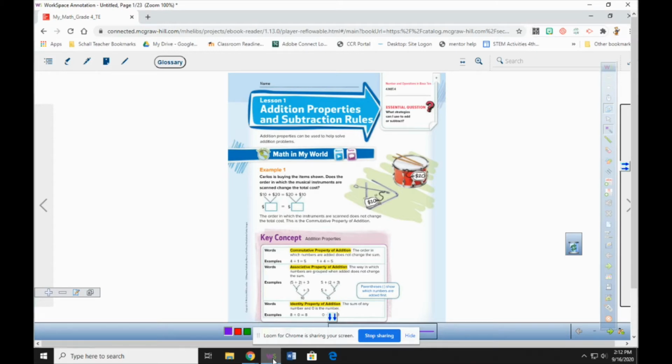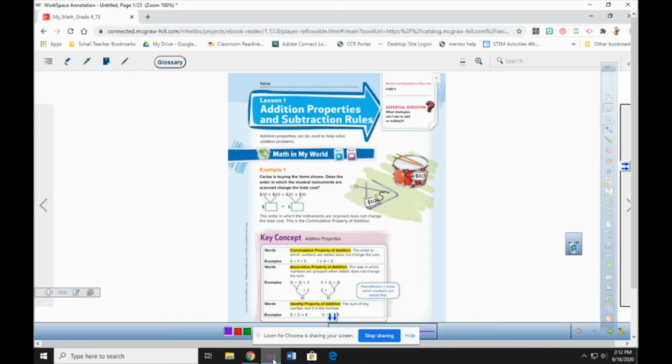Identity property is the last one. Identity property says that if you add 0 to any number, it's still going to be that number. We call that identity property because the number does not change its identity. It doesn't change what it is because we are adding the 0 to it, since 0 actually is nothing in this case. So, using what we know from those, let's look at example 1.